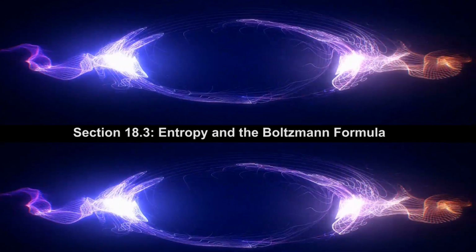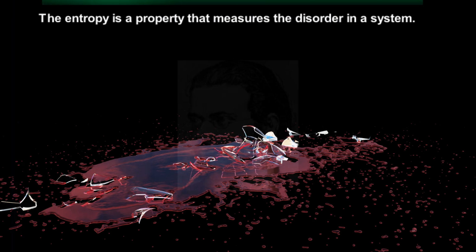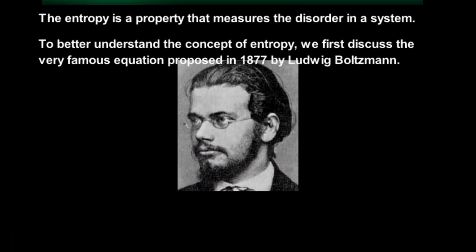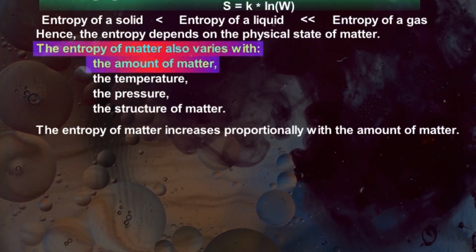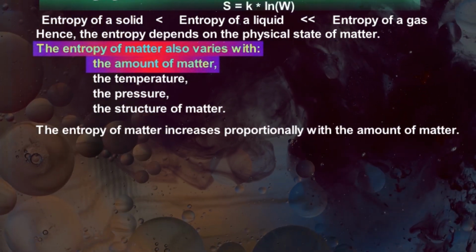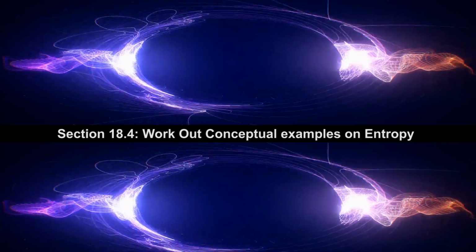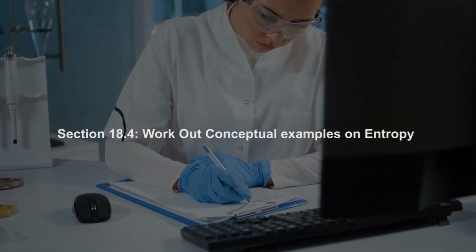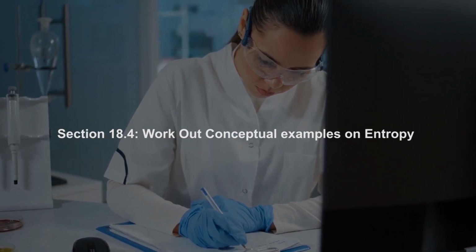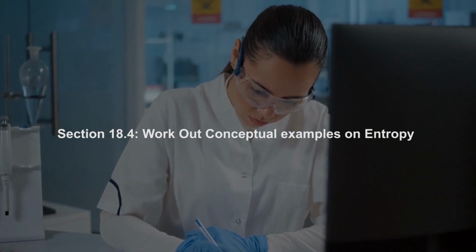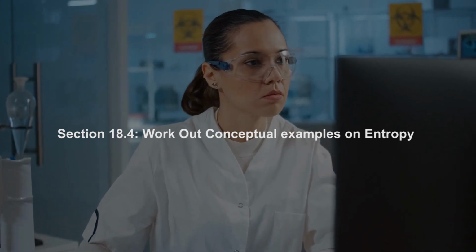In section 18.3, entropy, and how Boltzmann equation is applied to entropy is introduced in detail. Note, it is important to know the different factors that would affect the entropy of matter, besides the physical state of matter. In section 18.4, work-out conceptual examples on entropy are offered. We expect you to work out all the workout examples simultaneously with us.